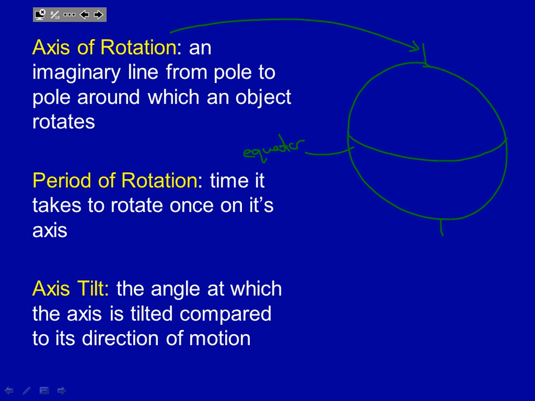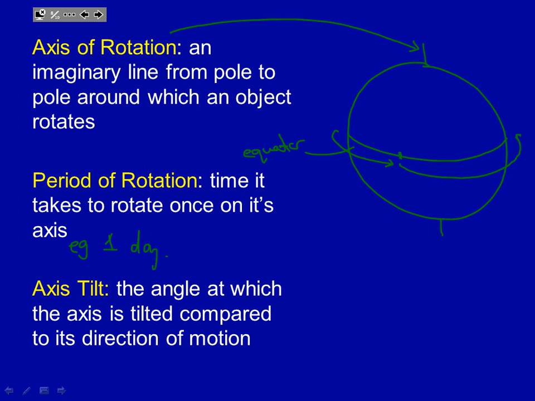Period of rotation. If we had a particular point on Earth and we determined how long it would take to get back around to that specific spot, that's the period of rotation. How long it takes for that thing to rotate once on its axis. What do we call this period of rotation? The time it takes to go around once. Yep, that's a day. That is 1 day. All right?